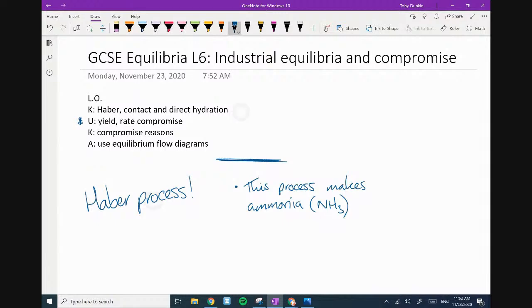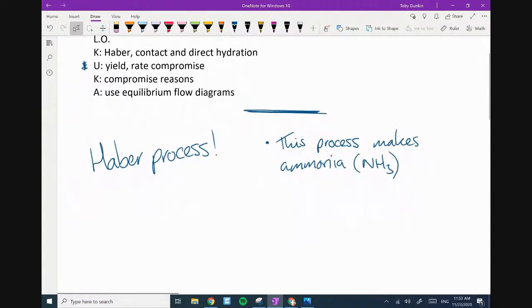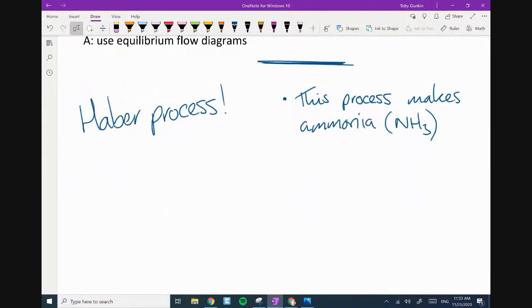So, 4 learning objectives today. Number 1, know your 3 processes: Haber, contact, direct hydration. Number 2, understand yield, rate, compromise. Number 3, know compromise reasons. Number 4, be able to use equilibrium flow diagrams. So those are our objectives for today. I'm going to start off by running through each process on its own.